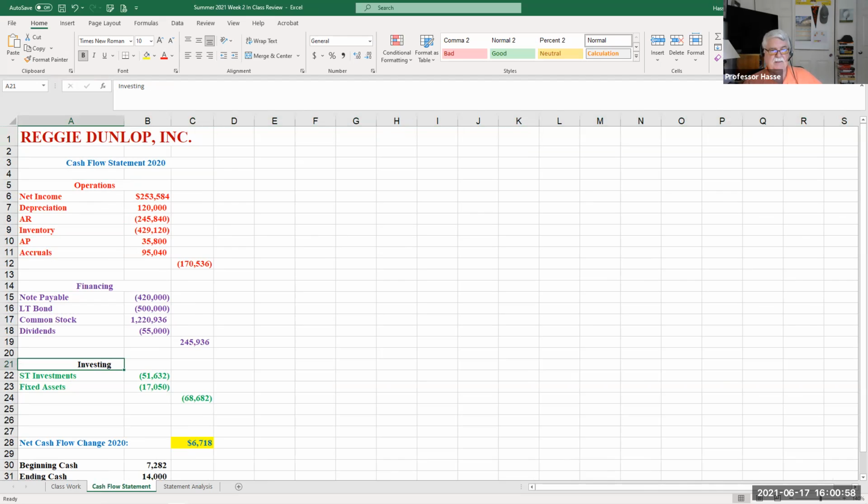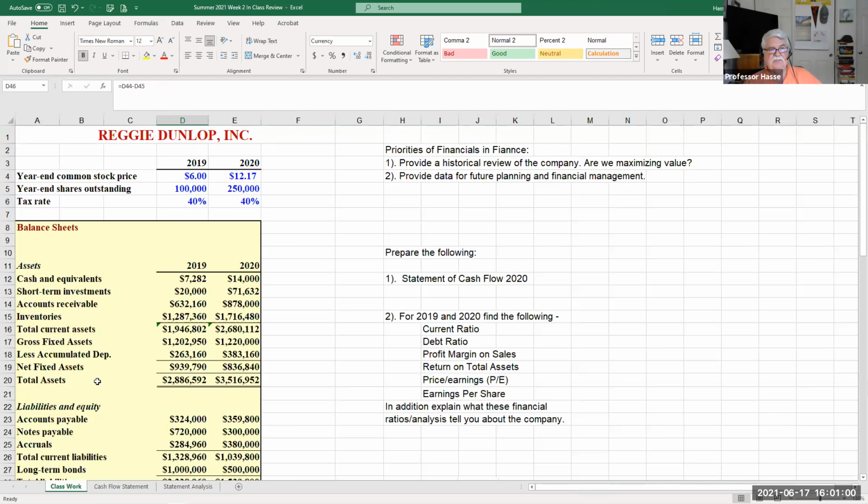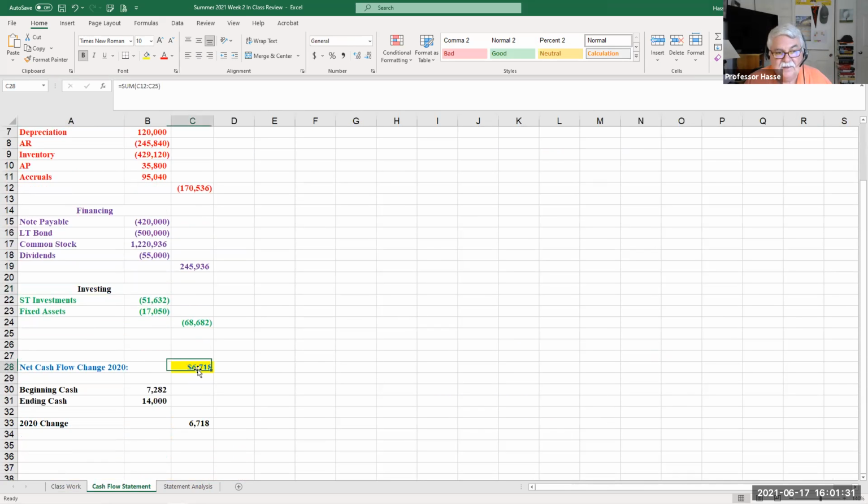If we look at the balance sheet again, there's a cash position of $7,282 in 2019 and $14,000 in 2020. They don't have much cash. If we take the delta of those two, the difference between 2020 and 2019, we get $6,718. That should be the statement of cash flow change. If we go to the cash flow statement, we'll see. There it is right there.